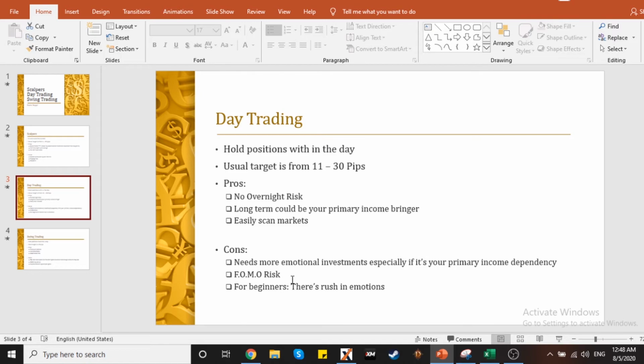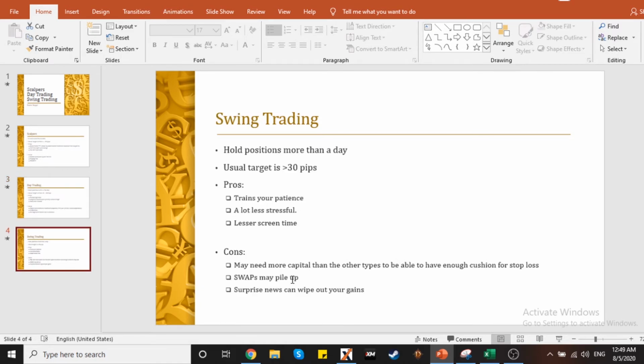So for beginners, most especially, it's a disadvantage kasi there's this rush in emotions, and a lot of decisions that you feel you are doing is based on logic, pero ang totoo, dahil sa nangyayaring sunod-sunod na talo, sunod-sunod na panalo, you are being managed by your emotions. That's the problem. Okay? Next one, swing traders, mga kanoypi.